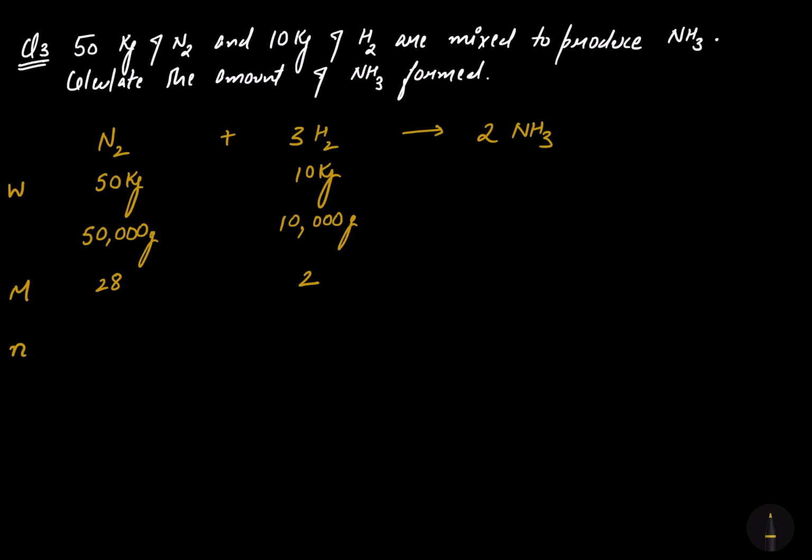The number of moles is obviously given weight divided by molecular weight. It's 50,000 divided by the molecular weight 28, and this value comes out to be 1785.7 moles. Let's talk about H2 now. It's 10,000 divided by 2, and this comes out to be 5,000 moles.